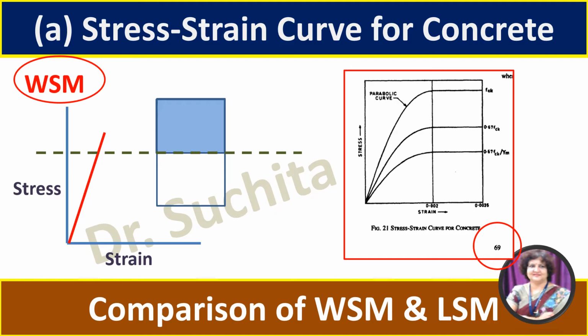Now how will the variation of the stress be if the stress strain curve is linear? So in working stress method, the stress variation is linear like this because of the assumption that stress is directly proportional to strain. Now we will see how it will be in limit state method.